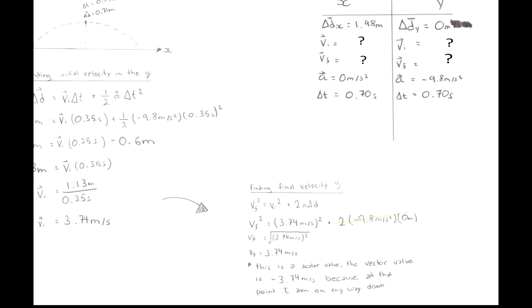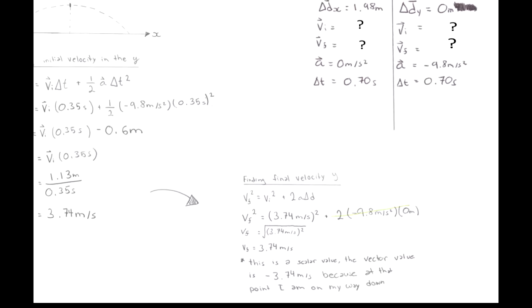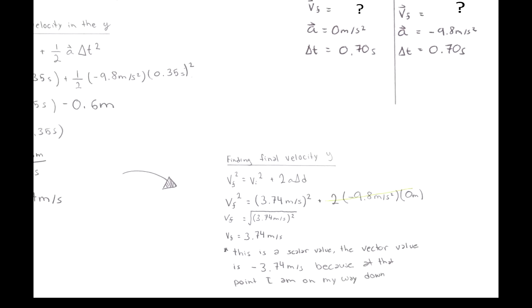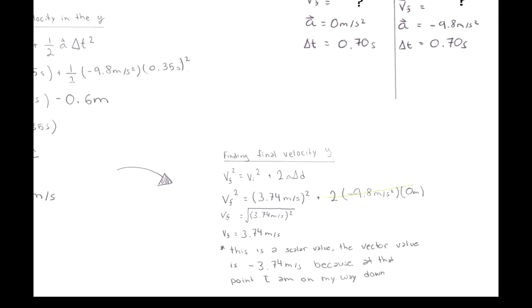I end up with the same speed of 3.74 meters per second. This proves that maximum speed will be at both the beginning and end and shows that the initial and final velocity are equal. However, this is a scalar value and does not account for direction. Therefore, my velocity is negative 3.74 meters per second because I'm going down at this point in the jump.